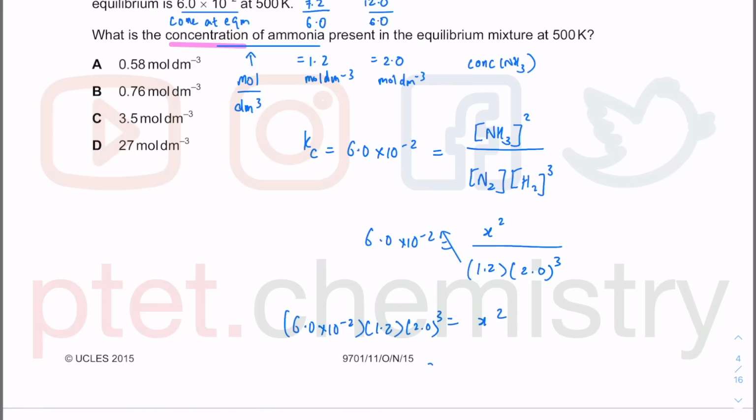We still have the cube, so x is going to be the square root of something. So I'm going to put in 6 times 10 to the minus 2 times 1.2 times 2.0 to the power of 3. I get 0.576. So I need to square root 0.576, because x squared is equal to 0.576. When I square root it, I get 0.7589. And looking at the options here, it seems like 0.76 is going to be the appropriate answer for the concentration of the NH3 at equilibrium.